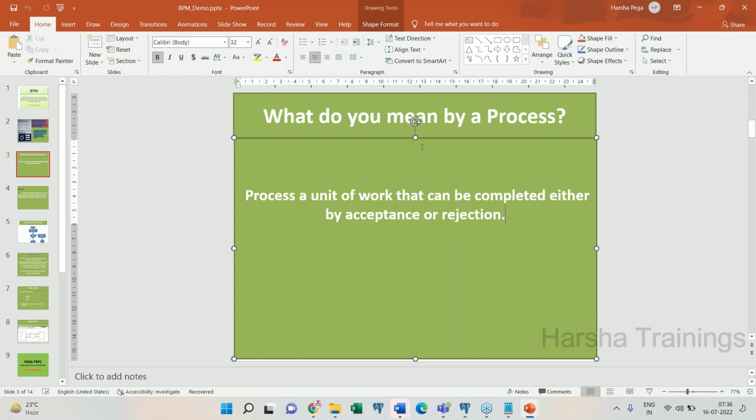So this is what is meant by a process. A process is the unit of work that can be completed either by acceptance or rejection. So in a BPM, you have a process model and it provides an environment to do everything in business development and business processing also. Okay, BPM is used for application development.